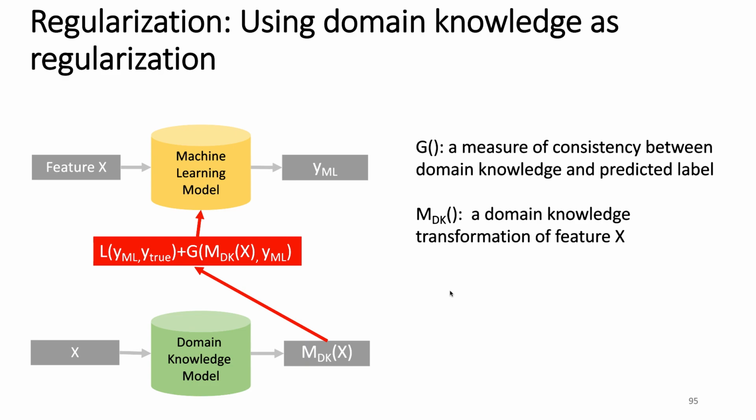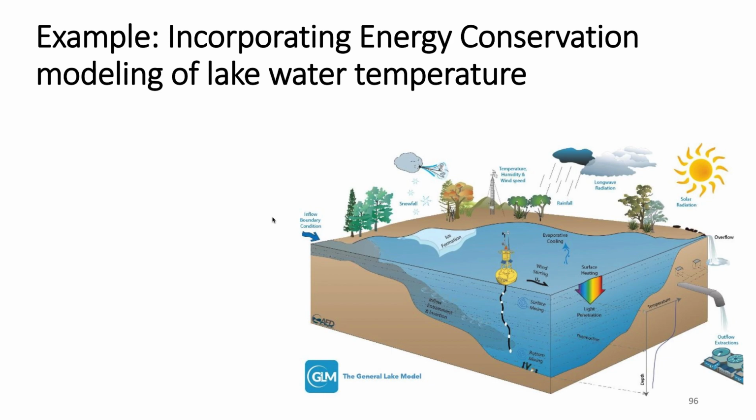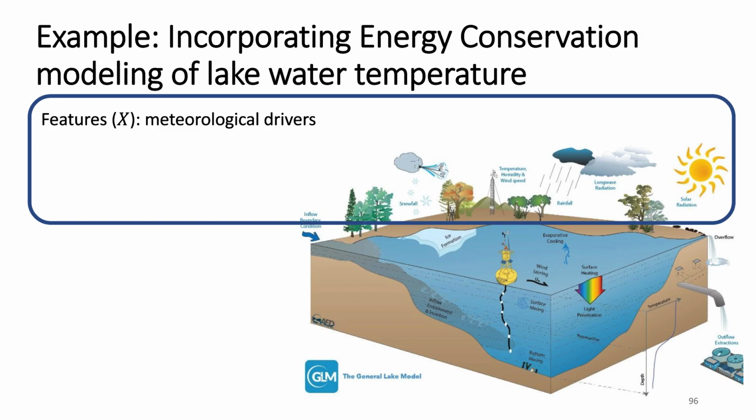Next, we are going to give another example on this. Here, we are going to observe a lake water system. If we are going to predict the temperature of the water in this lake, there are a lot of factors we need to observe and consider. For example, all the meteorological features, like the snowfall, the temperature in the air, the rainfall, the solar radiation, all these factors will have a great impact on the temperature change of the lake water. Building a pure machine learning model based on this might be a really challenging task because it's a really complex relation.